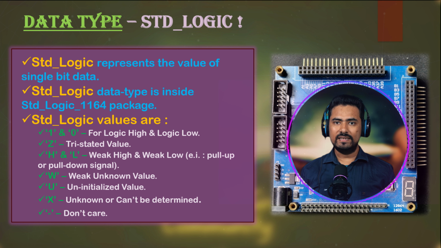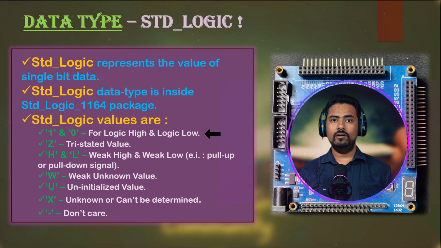One of the most common signal types in VHDL is std_logic, which is similar to a wire as it can carry a logical 0 or logical 1, representing a single bit of data. The std_logic data type is declared in the std_logic_1164 VHDL package. So to use this data type, you need to declare the std_logic_1164 package in your VHDL code. A single bit is represented by either logical 0 or logical 1.